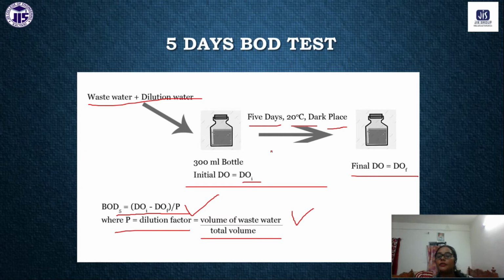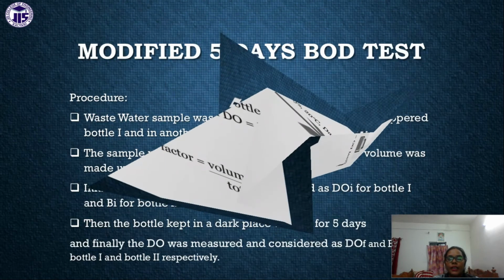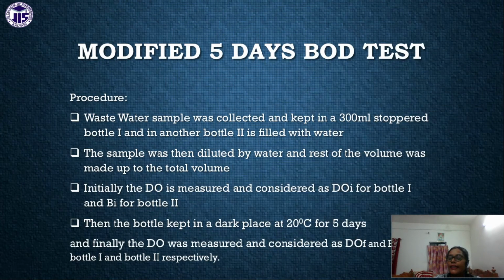Now we have to modify this test, because in this test we have used water, but we don't consider the BOD of the water. So in our next modified test, we consider that water also has some BOD, and from the total BOD we subtract the BOD of the water, and that time we will get the actual BOD of our wastewater sample. Okay, now in the modified test, all the things are the same, only we have to keep two bottles.